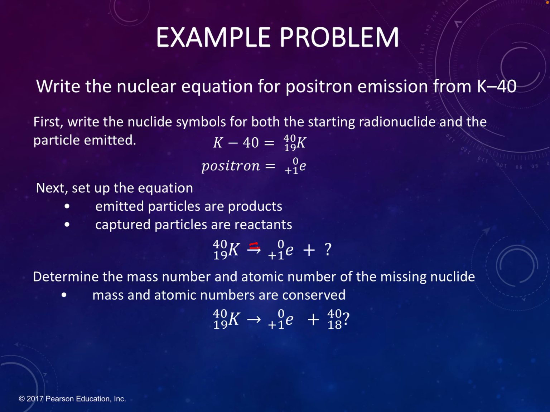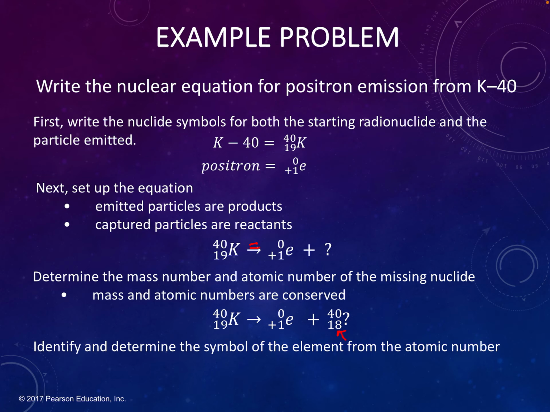And then the number on the bottom, we have 19 equals 1 plus something. So 1 plus 18 will give us 19. The numbers on the top have to all be equal, and then the numbers at the bottom have to end up being equal. Then we'll go to our periodic table and figure out what is element number 18. Element number 18 we see is argon, and so that will complete our equation.